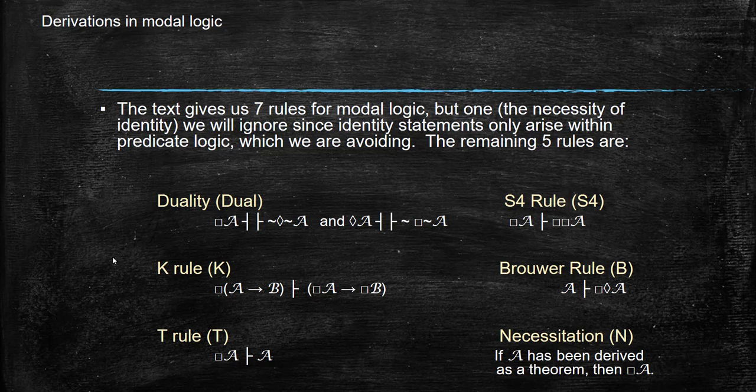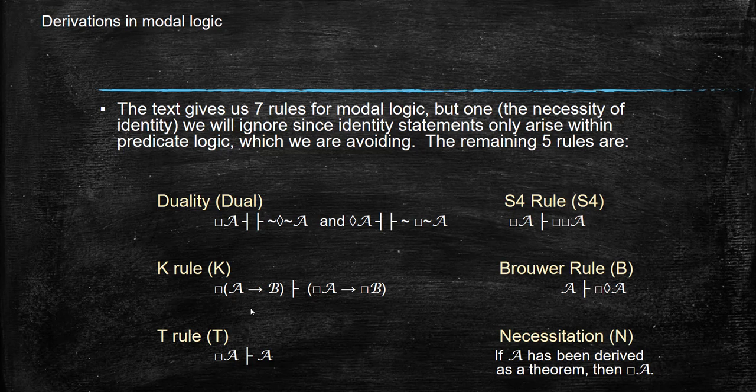The K rule, which is very important, tells us that if it's necessarily the case that if A then B, then if it's necessarily the case that A, then it's necessarily the case that B. So it's a way of taking a boxed conditional and distributing the box to both the antecedent and the consequent. This is only for the conditional. It doesn't work for anything else. At least it's not a rule for anything else.